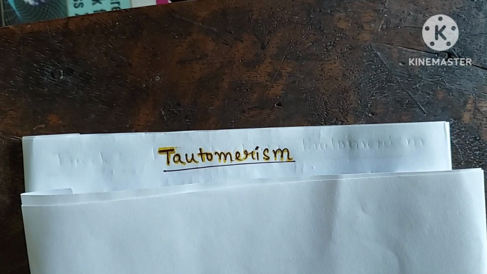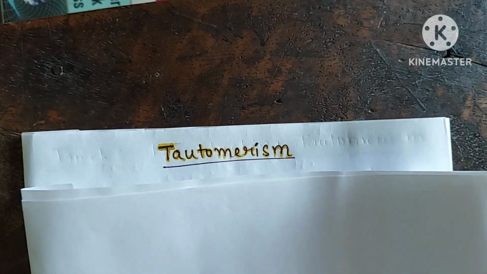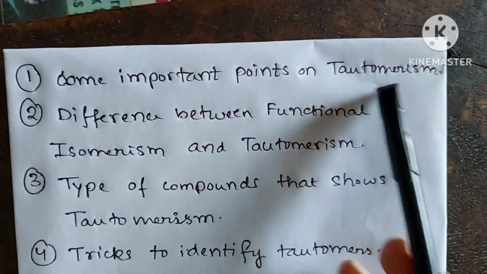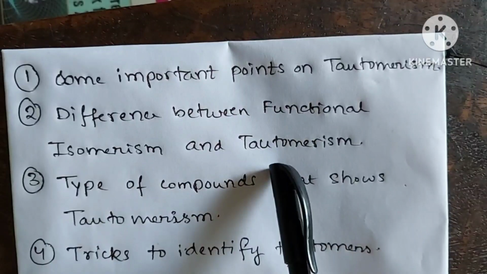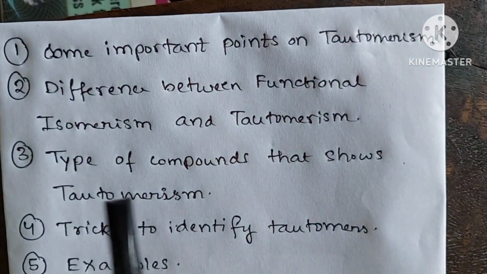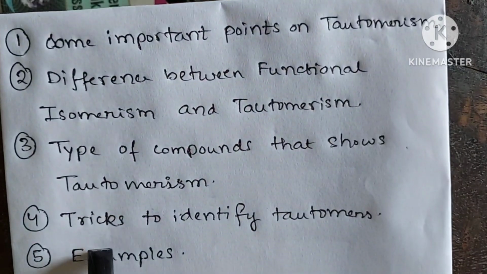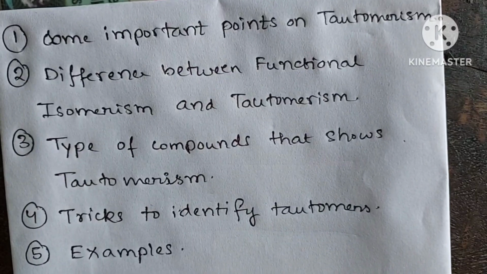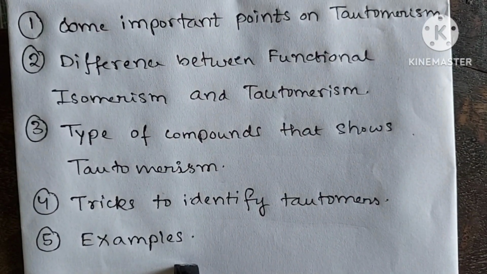In this video, we are going to study the topic tautomerism. First, we will study some important points on tautomerism. Next, we will see the difference between functional isomerism and tautomerism. Then we will see the types of compounds that show tautomerism. Then some tricks to identify tautomers, and at last we will see some examples. Okay, so let's get started.